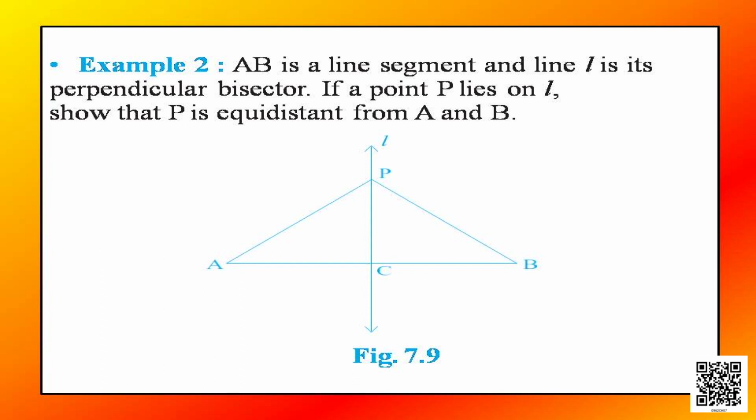The question says AB is a line segment and line L is its perpendicular bisector. What does it mean by perpendicular bisector? Perpendicular bisector is a line which bisects another line at a right angle. That means the line is perpendicular to another line and the line bisects the other line. Let us draw it.